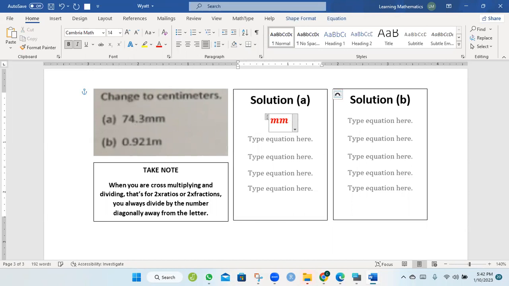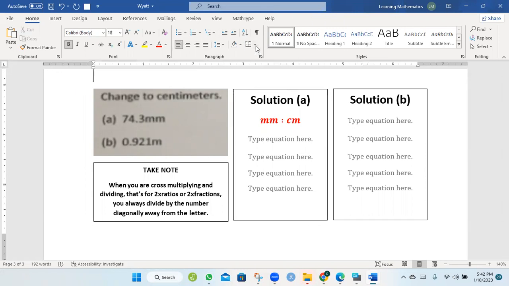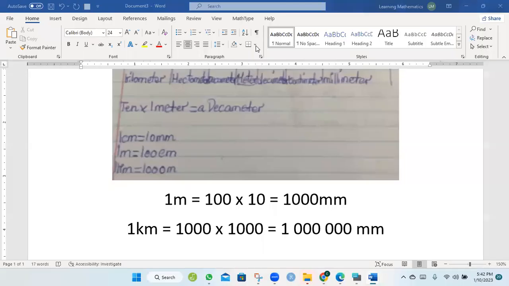Let's start with our labeling ratio. Millimeters to centimeters. The second step is a ratio with 2 numbers, the actual values of millimeters to centimeters. Let's go in our data bank to establish that. Millimeters to centimeters. Now, remember in English, we only read from left to right. But in mathematics, you can read from right to left.